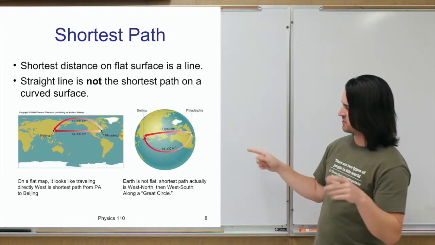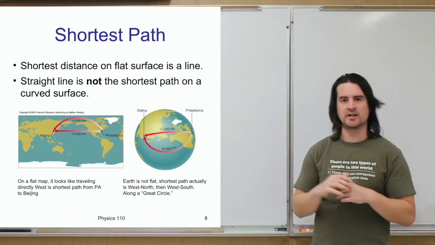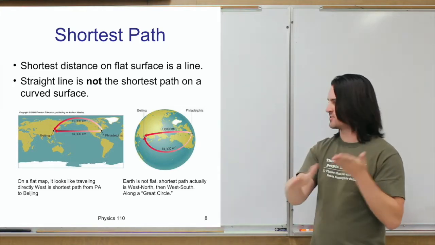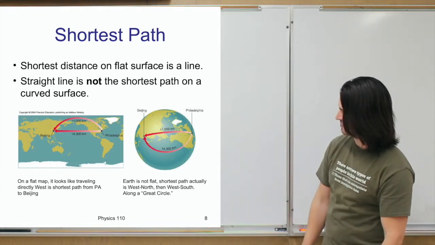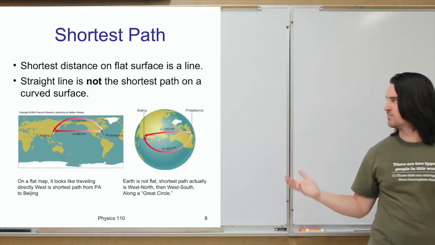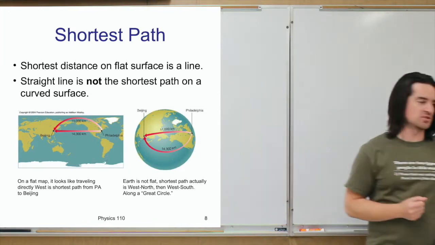The technical term for this sort of arc is actually a great circle. It's a circle that passes through, or cuts through, the center of the Earth. Okay, so the shortest path between two points is not always a straight line.